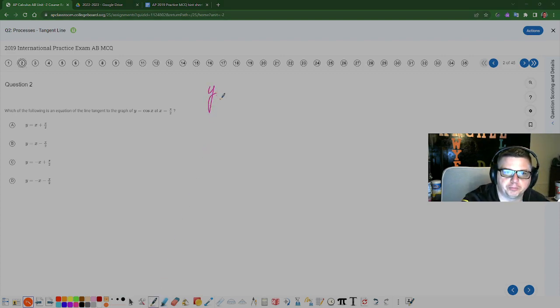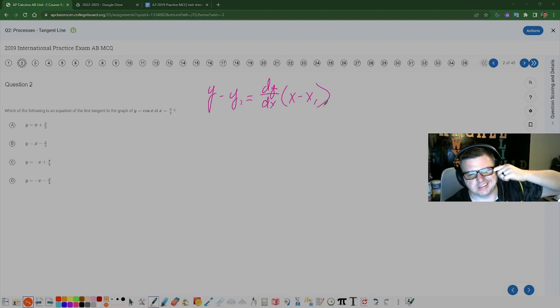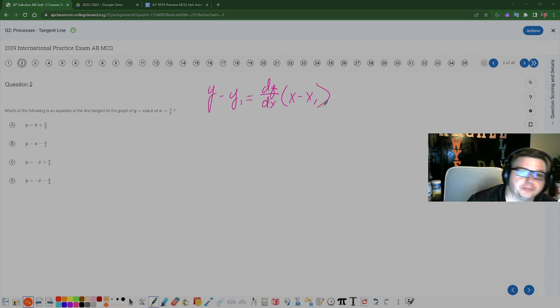Y minus y1 equals dy over dx, x minus x1. If we're trying to do the line of tangency, this is the equation we want to use every single time. Okay? So this is where you would start. Now, pause it if you would like. Try it again. Okay? Or let's continue and roll on.